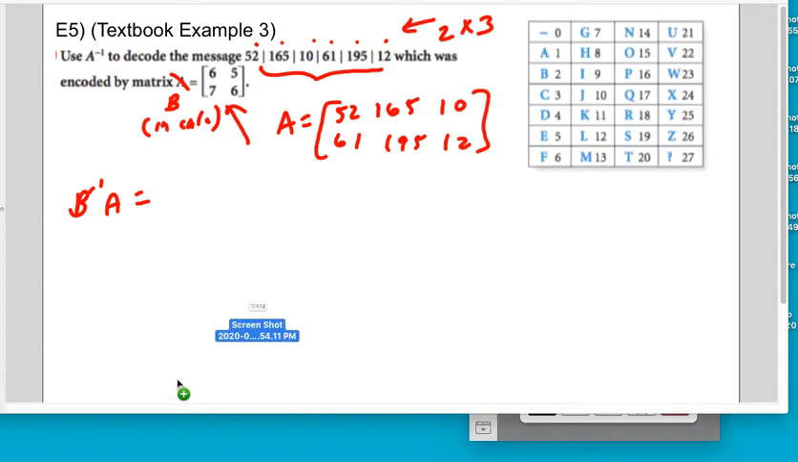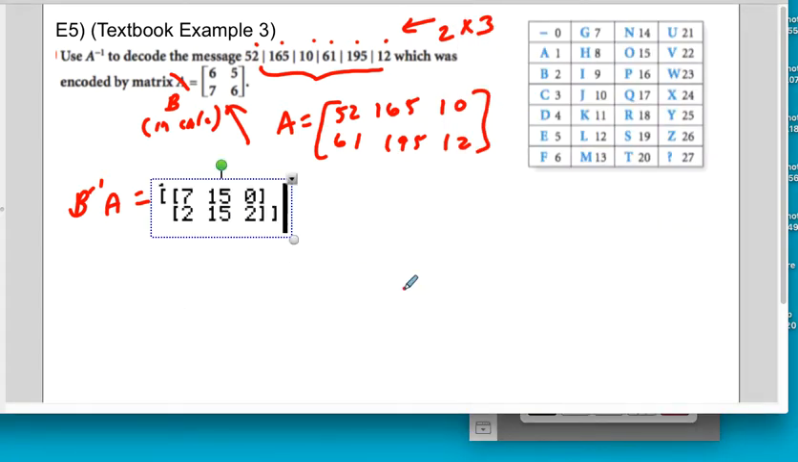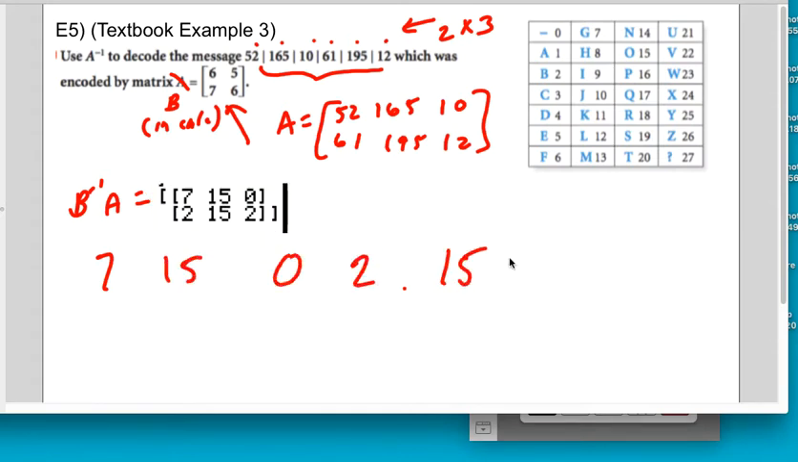So when I do that, I'm going to get these values, right? And again, if you wanted, you could write them out as a string. So you could say, oh, I get 7, 15, 0, 2, 15, 2, right? And that's great. And then you could also probably write the letters right above the matrix and figure it out.